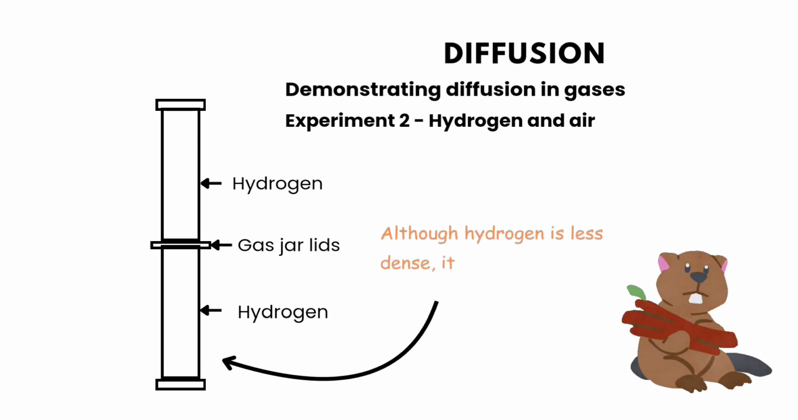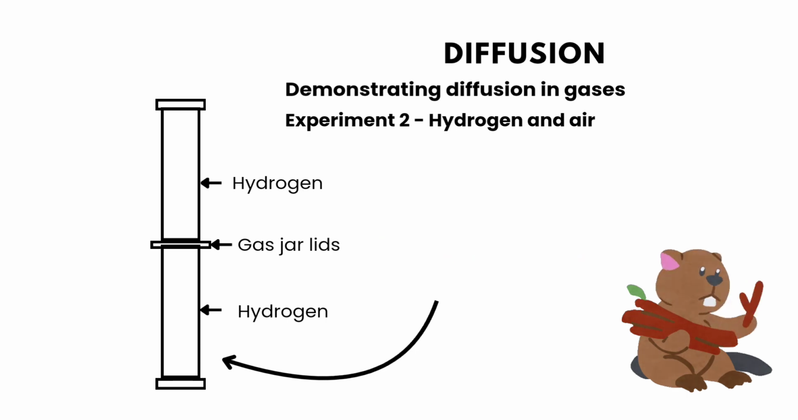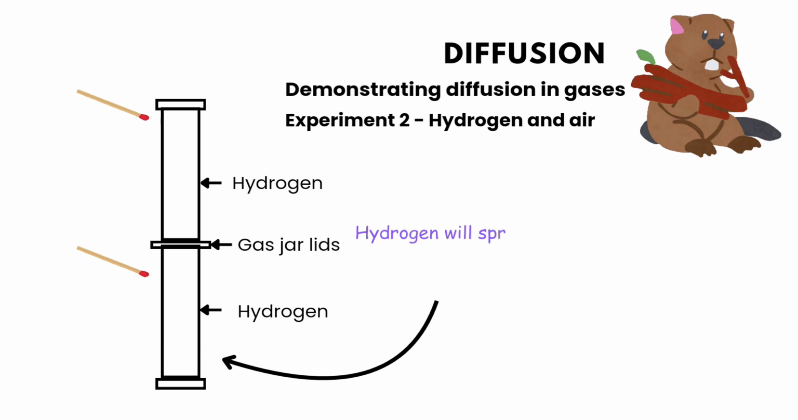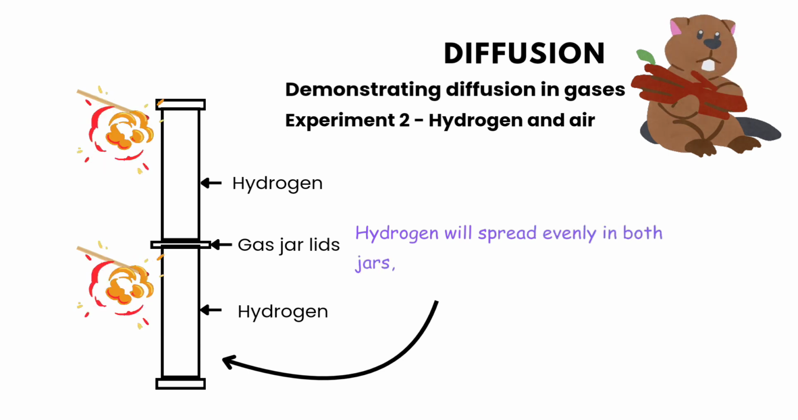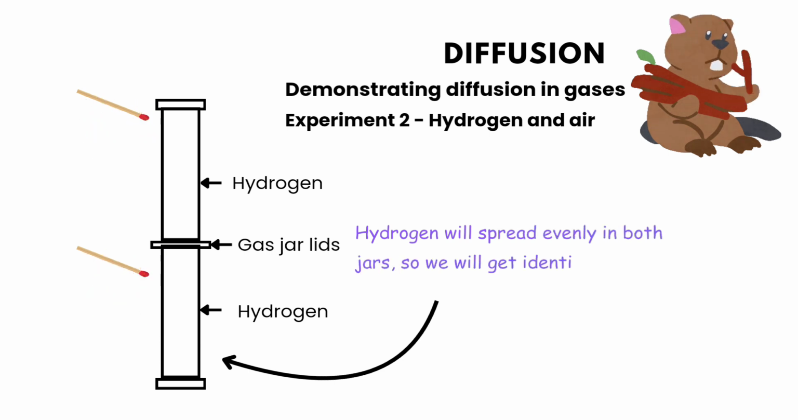Although hydrogen is less dense, it will not all go to the top jar. Hydrogen will spread evenly in both jars, so we will get identical explosions from both jars.